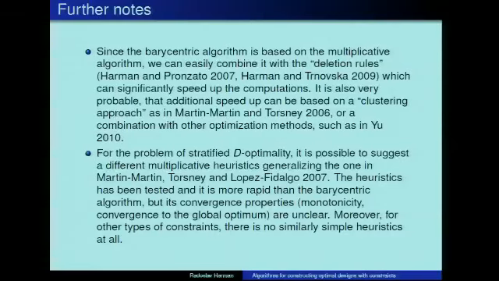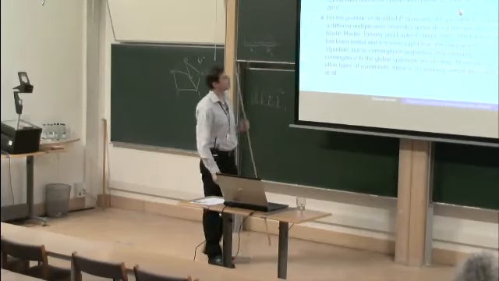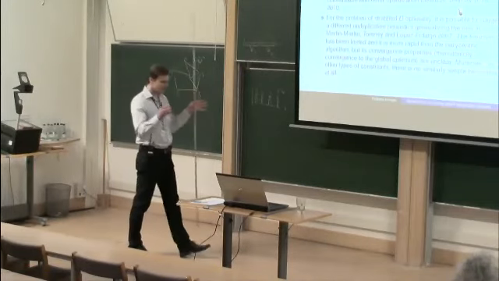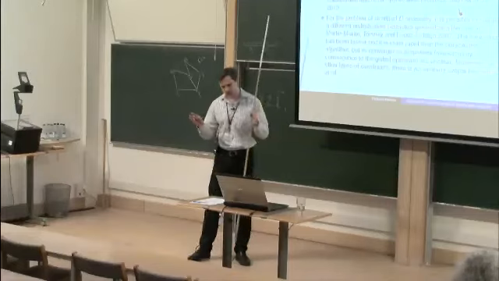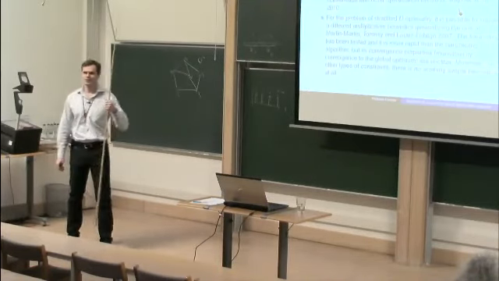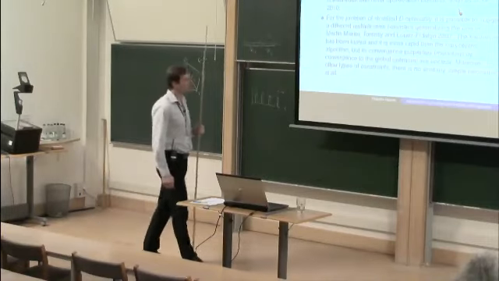Another note. For the particular problem of stratified d-optimality, it is possible to suggest a different multiplicative heuristic that is a generalization of the heuristic in the paper by Raoul, Ben, and Jesus in the Journal of Statistical Planning and Inference. And I did the generalization, and I compared this heuristic with my barycentric algorithm, and I found out that this heuristic is faster. So I was a little bit disappointed, perhaps.